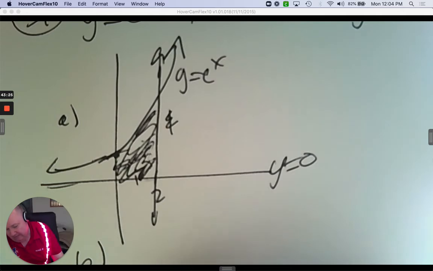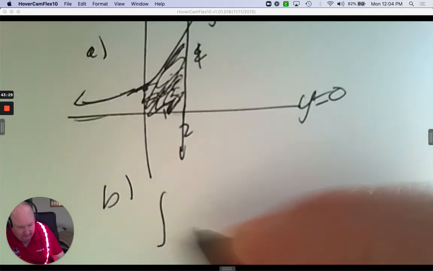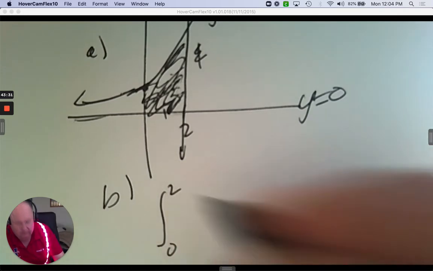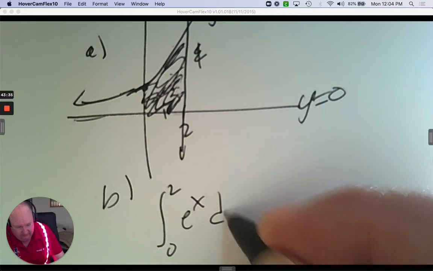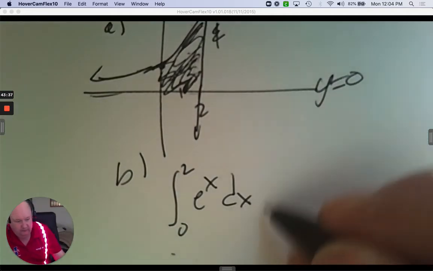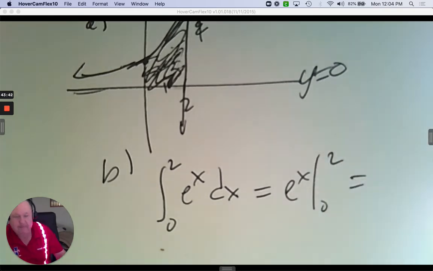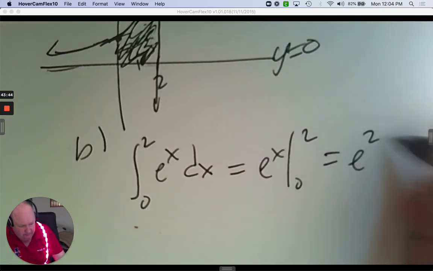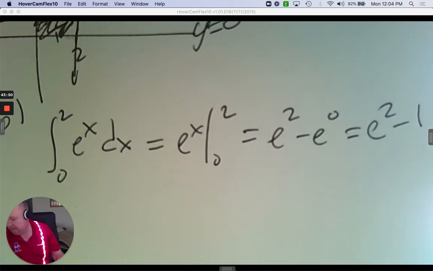B, find the area of that region. So to find the area of that region, I'm going to integrate from 0 to 2. I'm going to integrate top subtract bottom. So it's just e to the x, subtract 0, or e to the x. The integration of e to the x is e to the x. And then plug in the upper bound, subtract the lower bound. So it's really e to the 2, subtract 1, or just e to the 2, subtract e to the 0.